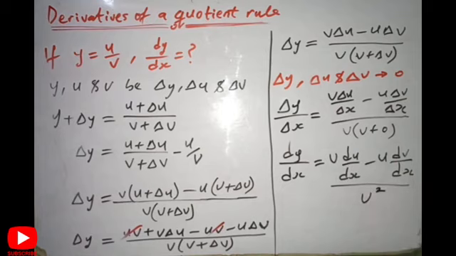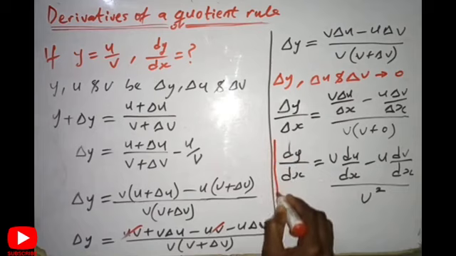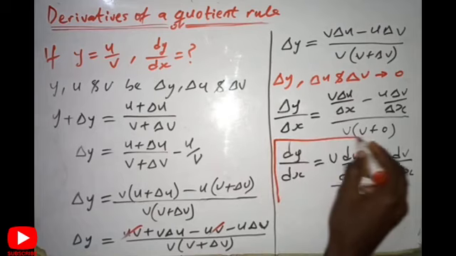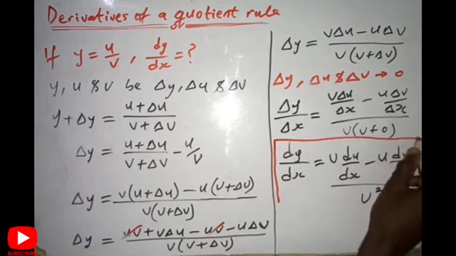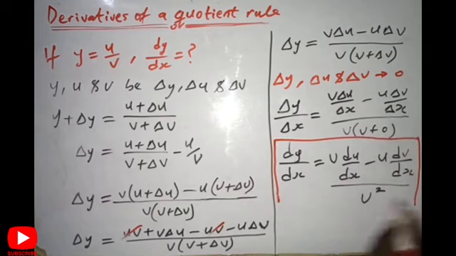Now we have arrived at the derivative formula of the quotient rule. So whenever we want to differentiate a function that is in quotient form, this is the formula we are going to use.